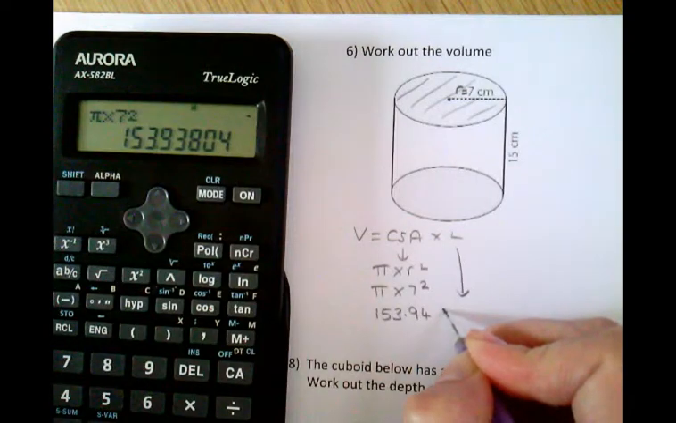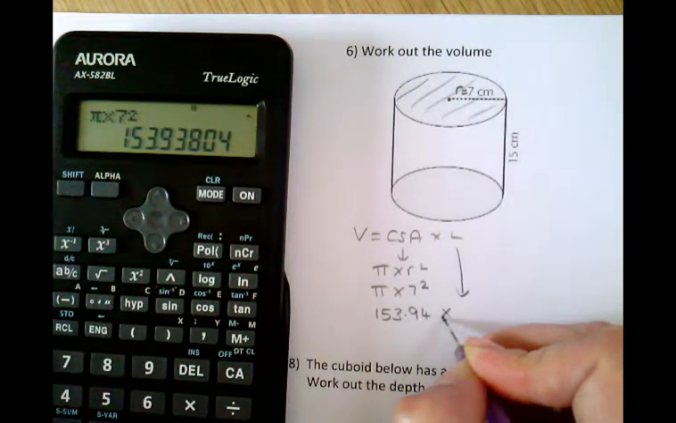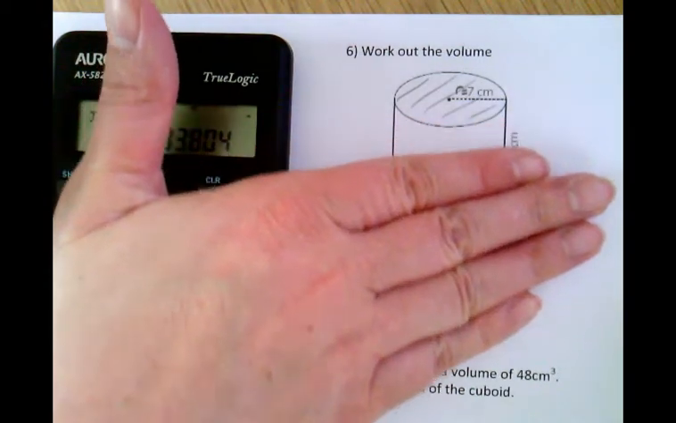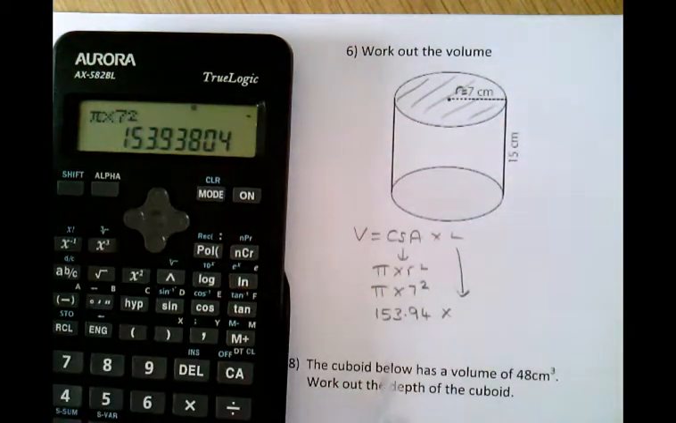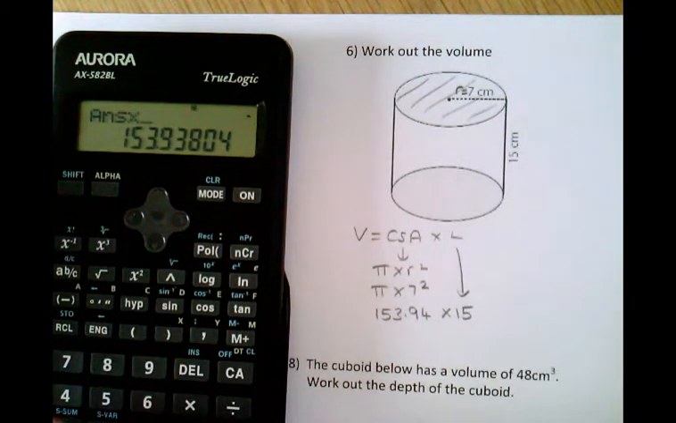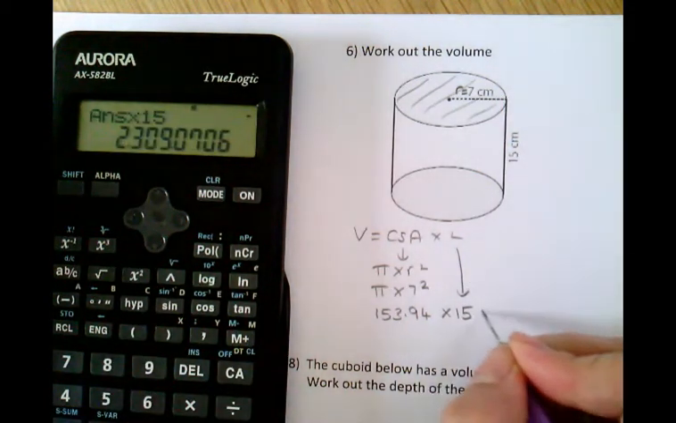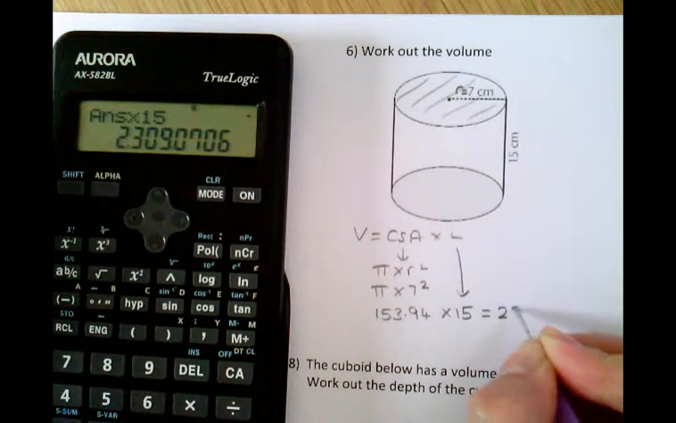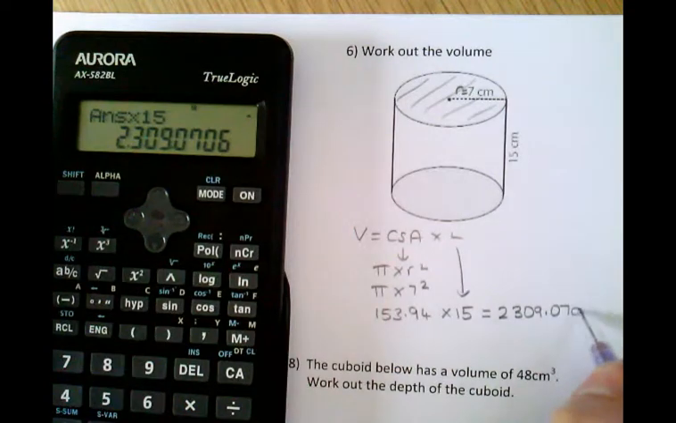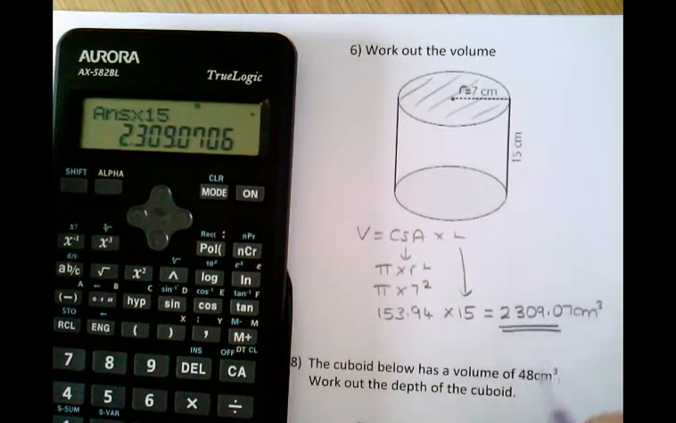And then for you to turn it from an area into a volume, you times by the number that makes it 3D. So without those lines going down, it's just a flat circle. So times by 15 to turn it into a 3D circle or cylinder. So times by 15 gets you, it's a big answer, 2,309.07. These are all centimetres, so centimetres cubed.